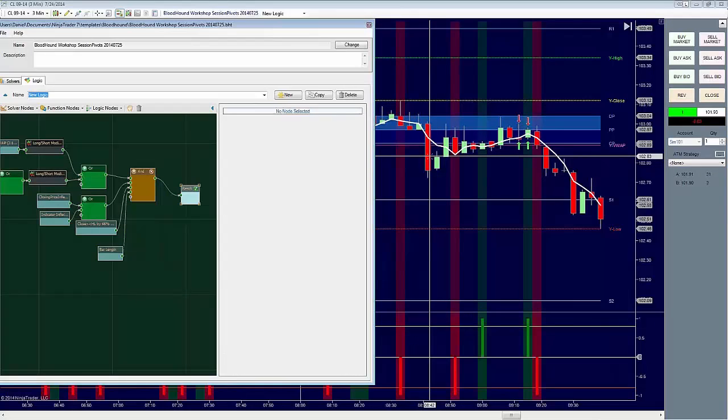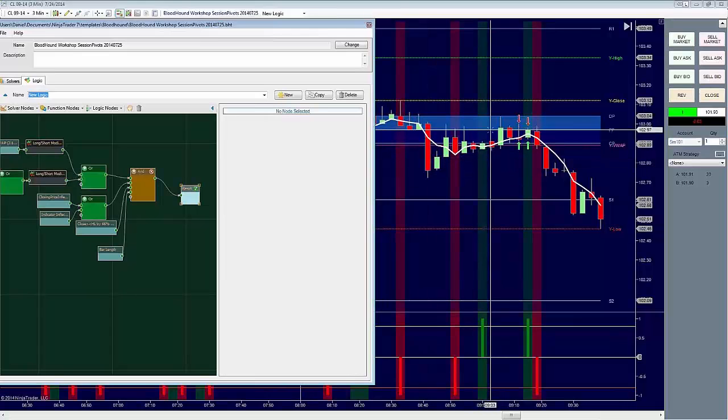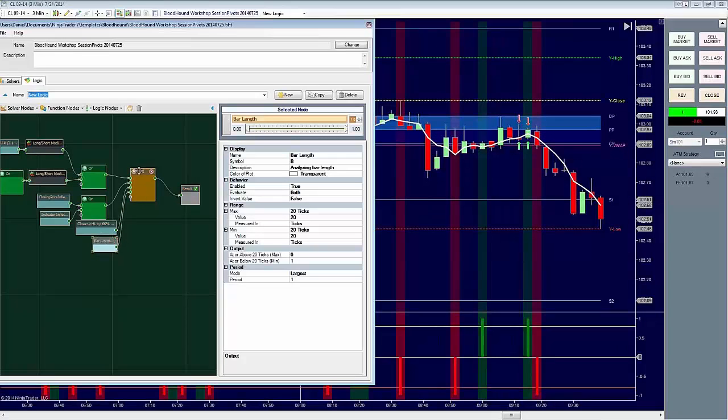So now what else could we do? We could say we only want to take longs above the pivot point, and we only want to take shorts below the pivot point. So we could use a comparison solver for that.